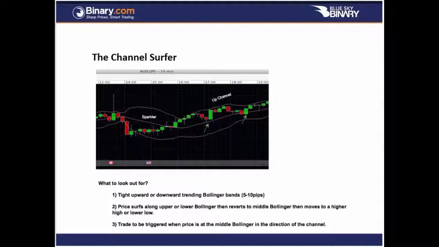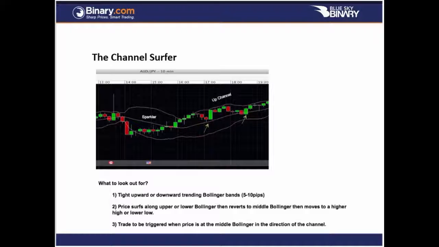The second thing that you see is the price surfs along the upper or lower Bollinger Band and then reverts to the middle band and then moves to a higher or lower low. So look at what's happening. The price is surfing along the upper band. It's coming down to the MA, and then again the MA repels it. It goes up, it surfs along the upper band, it goes down, it gets repelled and continues upwards. You see, all this is happening in a parallel channel where the bands are sloping upwards.